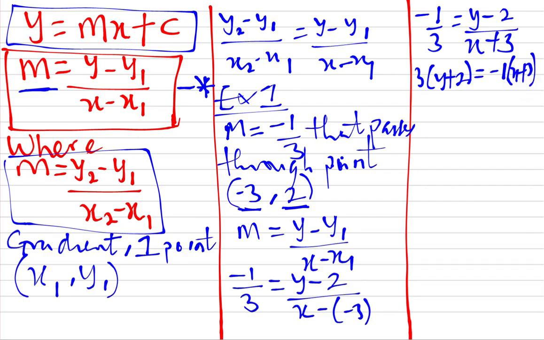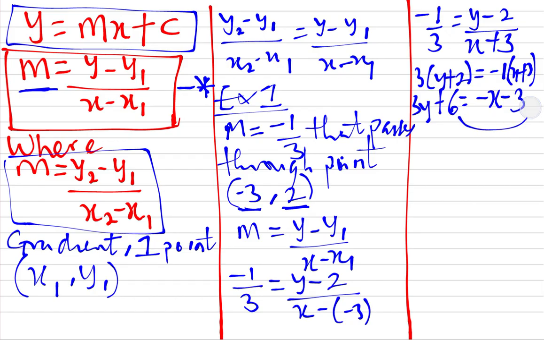So this will now become 3 times y will give us 3y minus 6 equals minus x minus 3. Are you seeing that now? Minus x minus 3, because minus 1 times x will give us minus x, minus 1 times plus 3 will give us minus 3. So don't forget, you want to make y the subject of the formula.